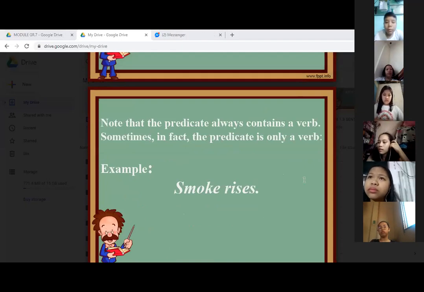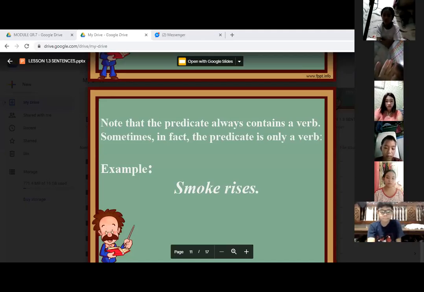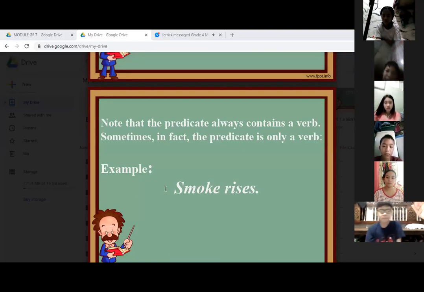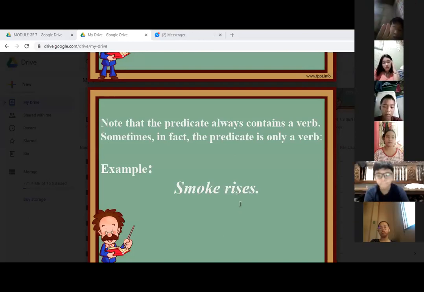Now, what is the subject? Anyone? What's the subject? Smoke. Okay, very good. The subject in this sentence is smoke. And what is the action of the smoke? Rises. Good. So, smoke rises is considered a sentence because it expresses a complete thought. Tama? Di ba, pag sentence daw, yung maliwanag sa'yo yung meaning.